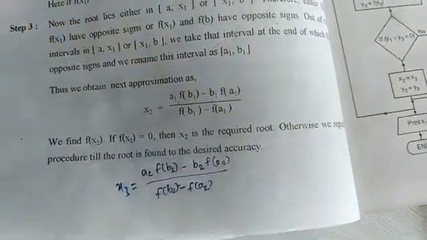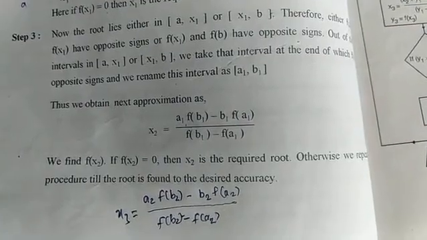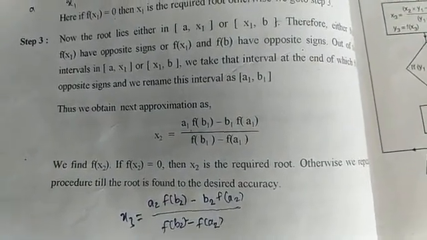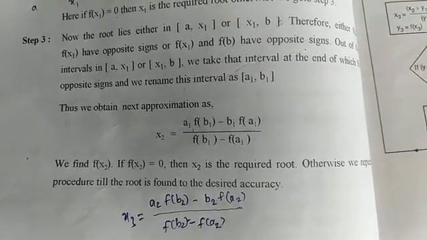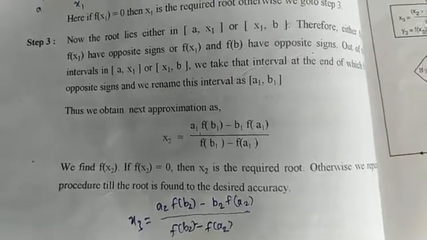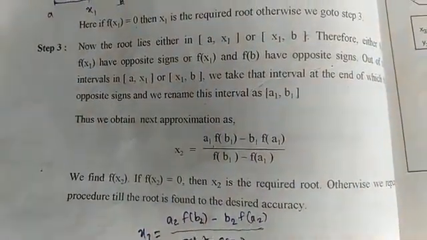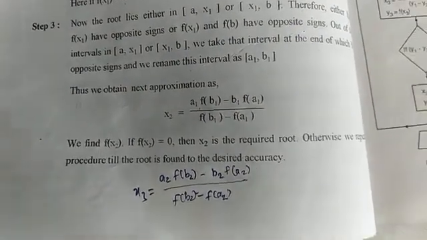Okay, so we have to continue this process until we get a value nearer to 0. That means the x for which f is nearer to 0 will be our approximate root of the given function. Now we will go through examples of this method of false position, or regula falsi method.